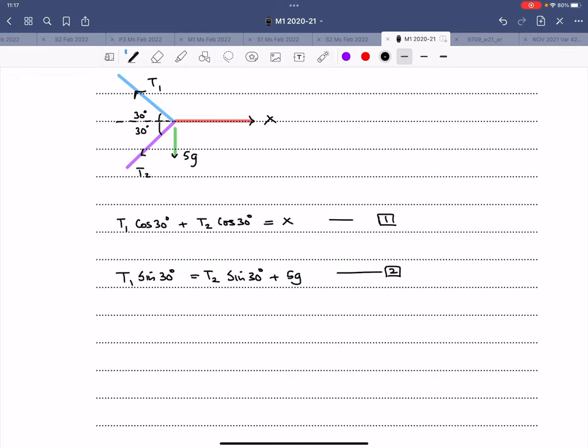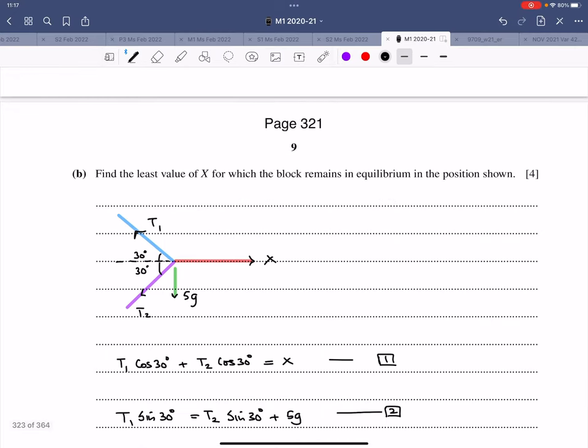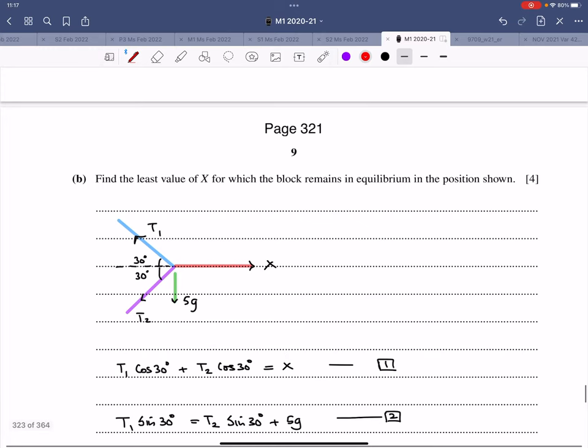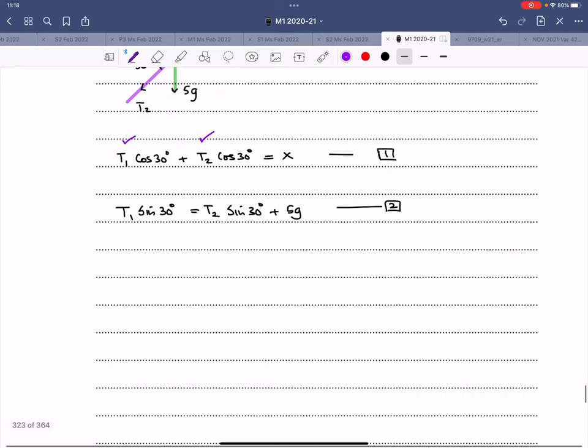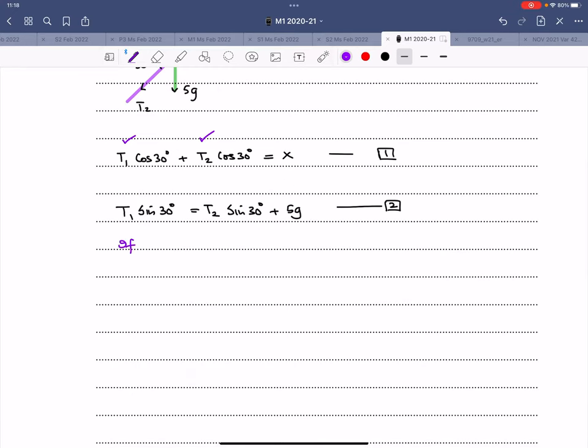When they are saying least value of X, that is possible if one of the tensions is 0. If one goes away, that will be the least value because there are lesser things to balance. Which one has the liberty to go away? When you look at this equation, they both look equally possible. This one, if T2 is 0, then T1 sine 30 equals 5g.